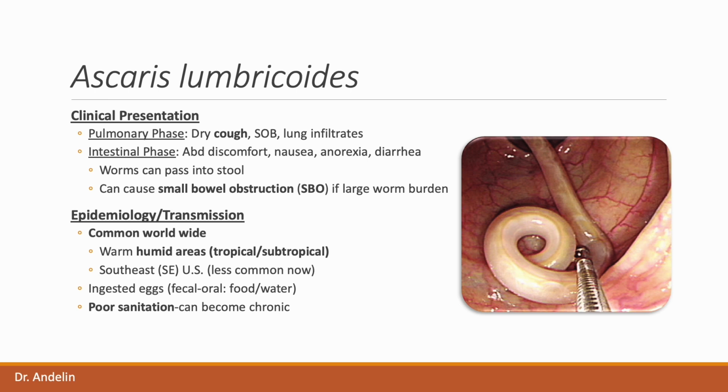While traditionally it may have occurred in the southeast United States, it's now less common in the United States since improvement of sanitation methods. It's transmitted through ingestion of eggs, fecal-oral route through food or water, and it typically is associated with poor sanitation. In areas where it's common, it can occur chronically and lead to malnutrition and growth retardation in children.